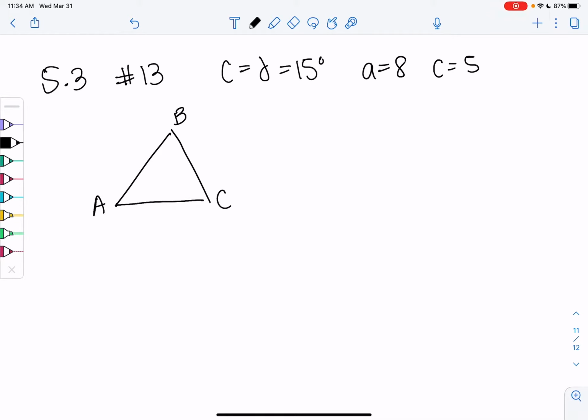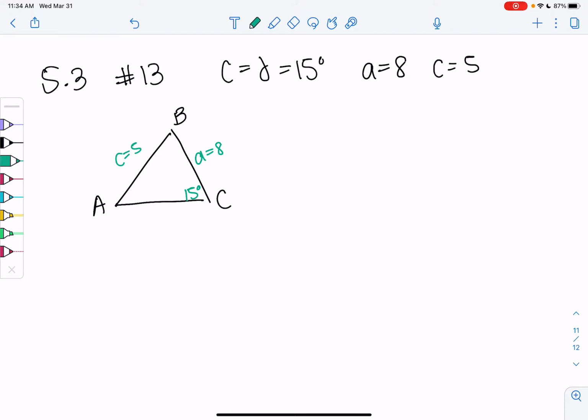Hi, Math 20, 5-3, number 13. We have gamma, or C, is 15 degrees. I just drew an arbitrary ABC, and then we'll make it more to scale in a second. So 15 degrees for angle C. Little a equals 8, that's opposite angle A, and little c equals 5, that's opposite angle C.